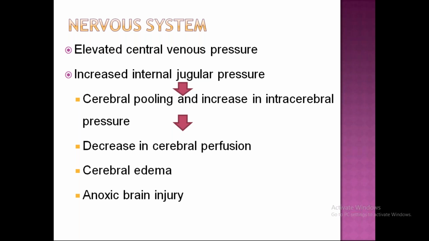Nervous system. Elevated central venous pressure, increased internal jugular pressure, cerebral pooling, and increase in intracerebral pressures, decrease in cerebral perfusion, cerebral edema, anoxic brain injury.